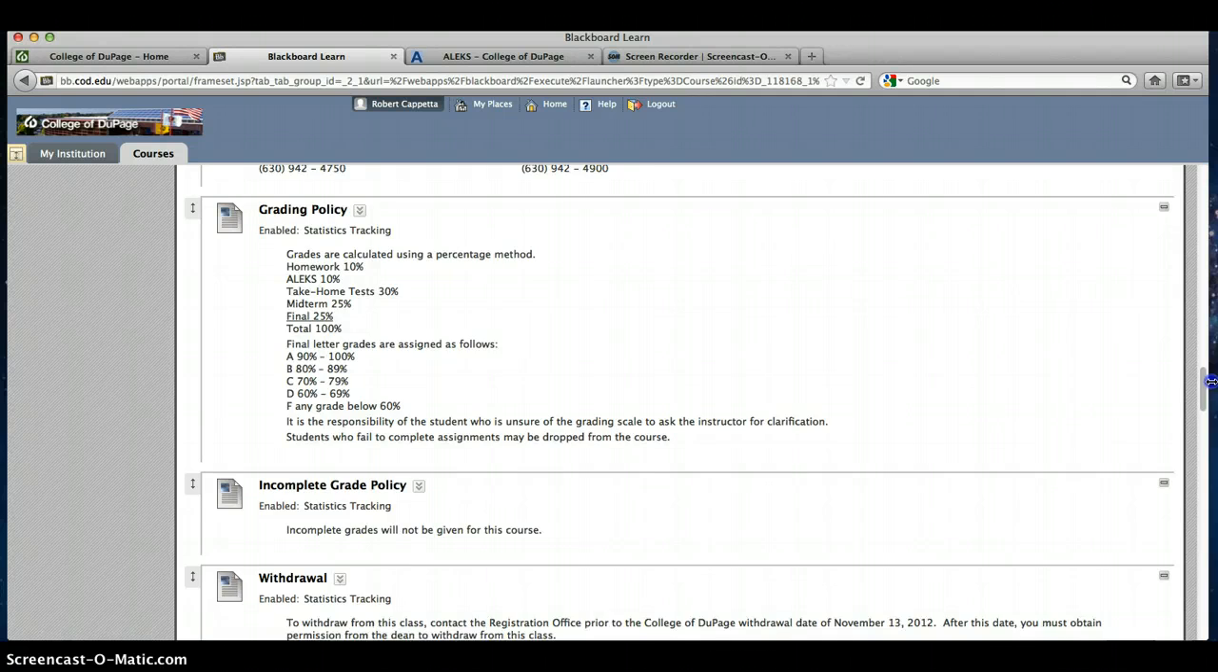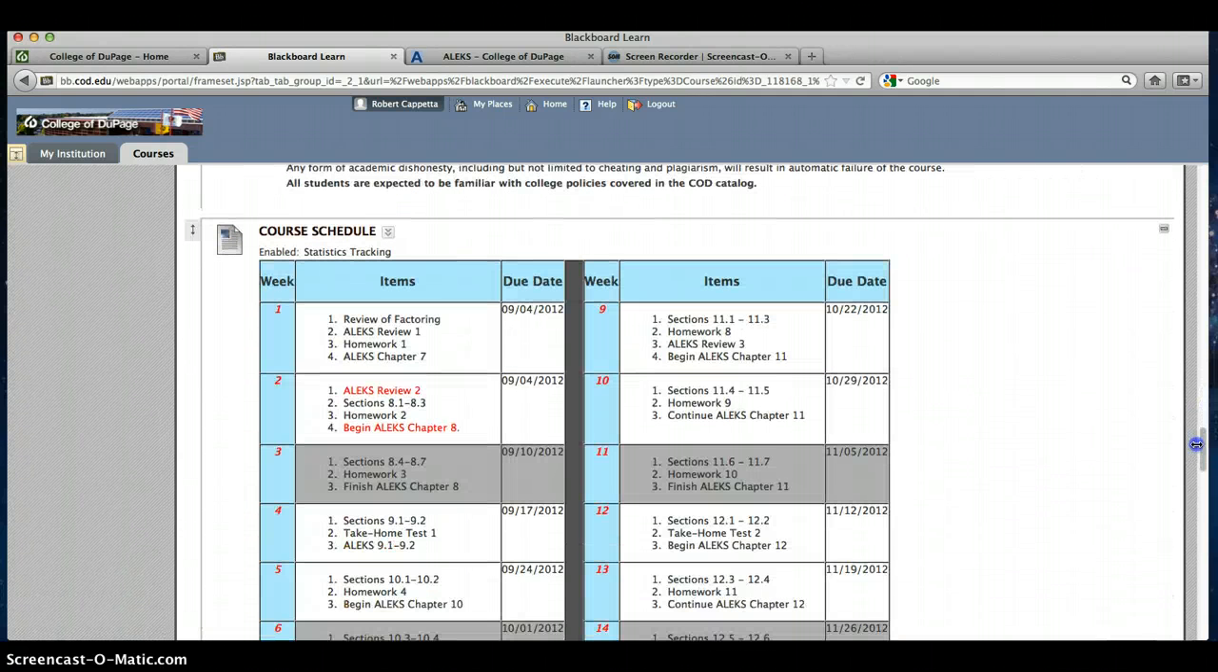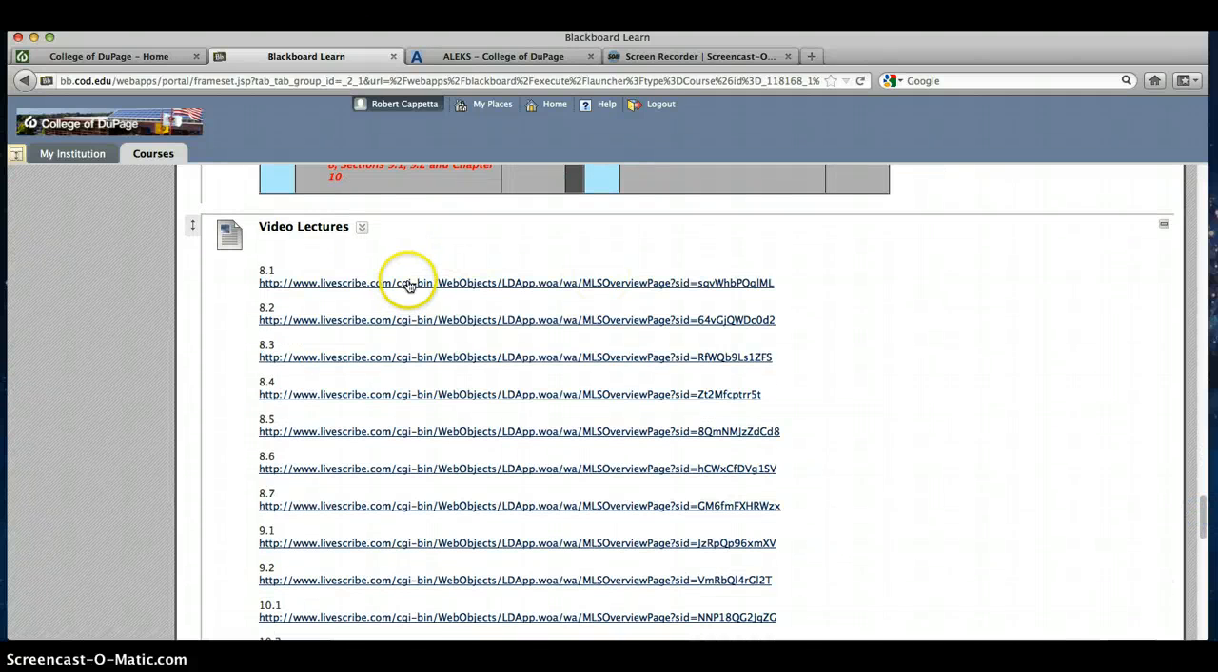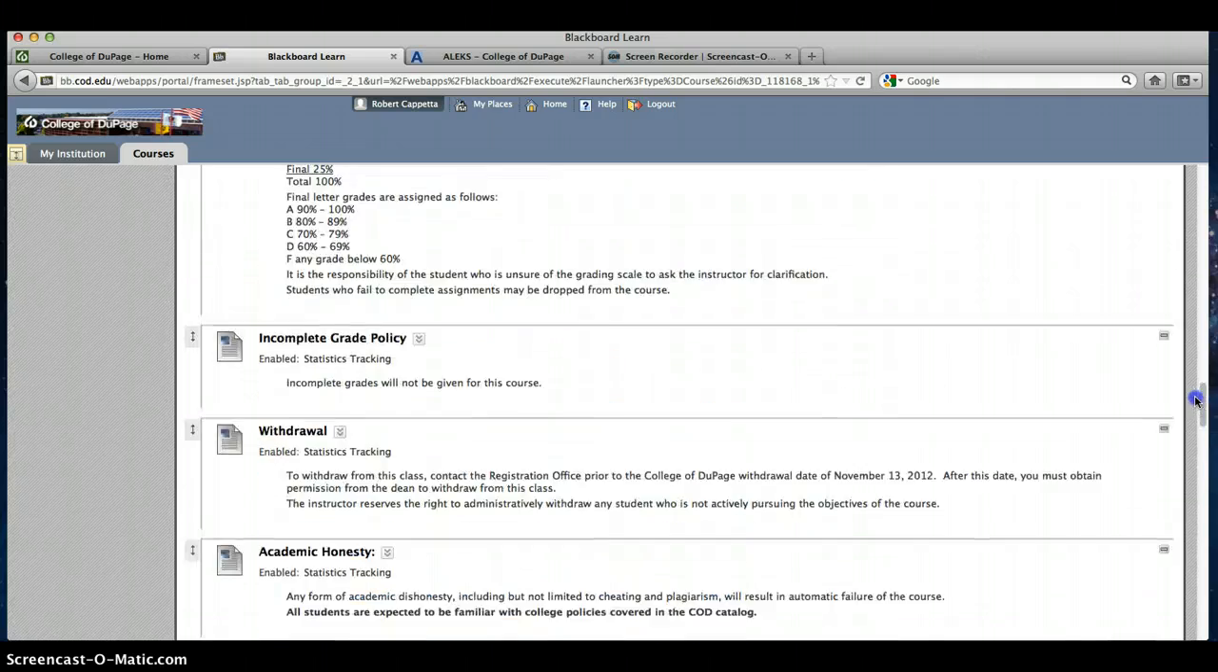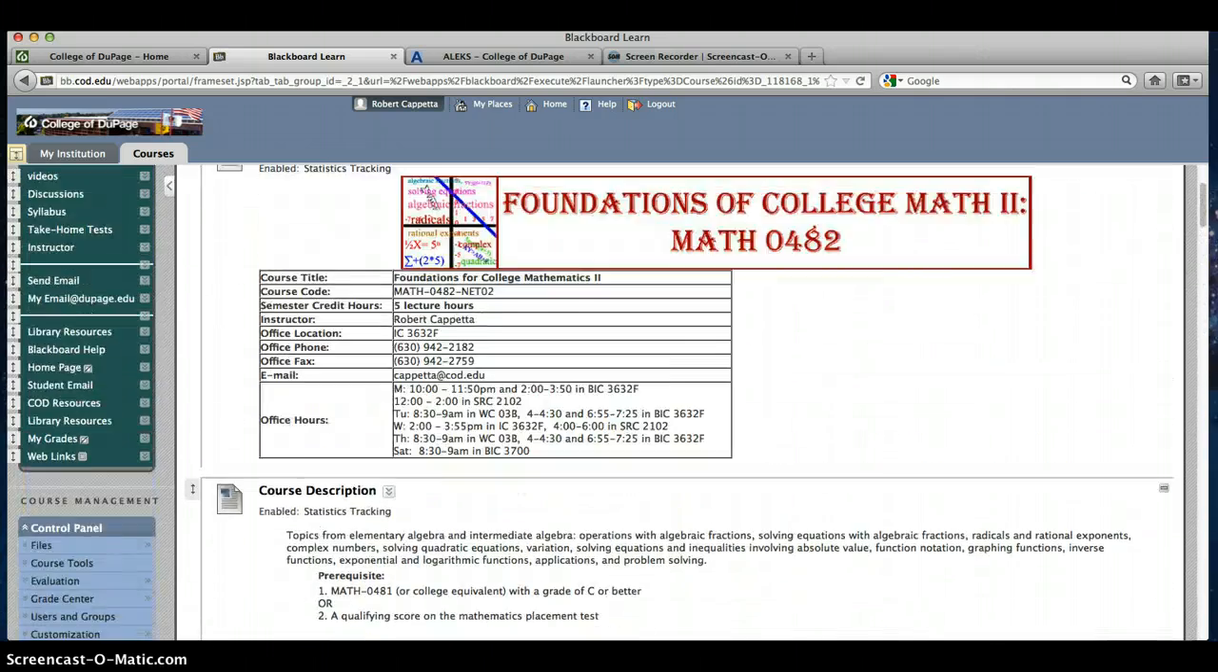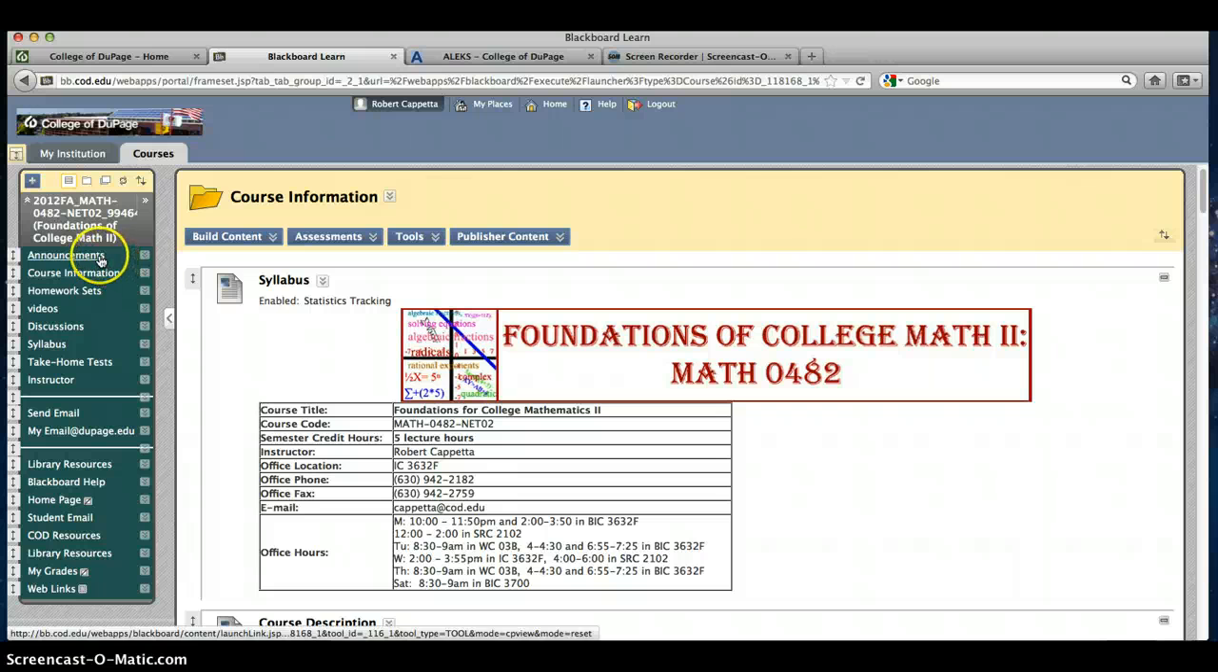So in the case of week 1, you do not need to watch any lectures. In the case of week 2, it says sections 8.1 to 8.3. So in week 2, I would watch video lectures 8.1, 8.2, and 8.3 to prepare you for the homework set that week. Now, where are the homework sets located? You'll notice we've looked at announcements, we've looked at course information. Homework sets are here.